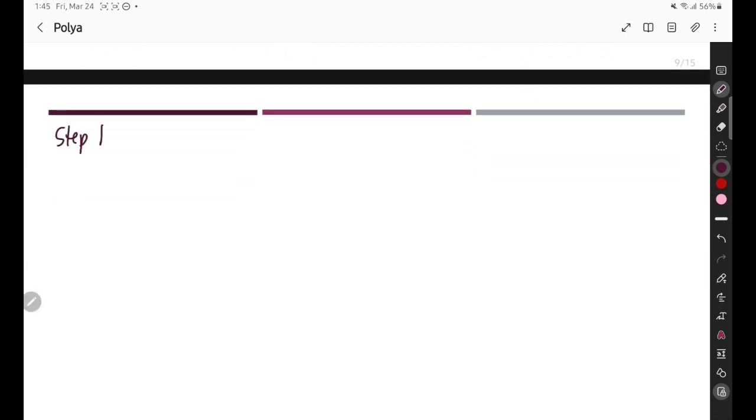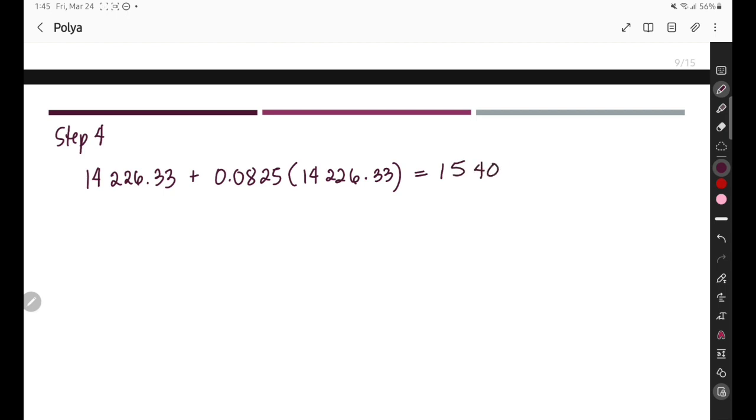to look back, so we have 14,226.33 plus 0.0825 of 14,226.33. Is it equal to 15,400?